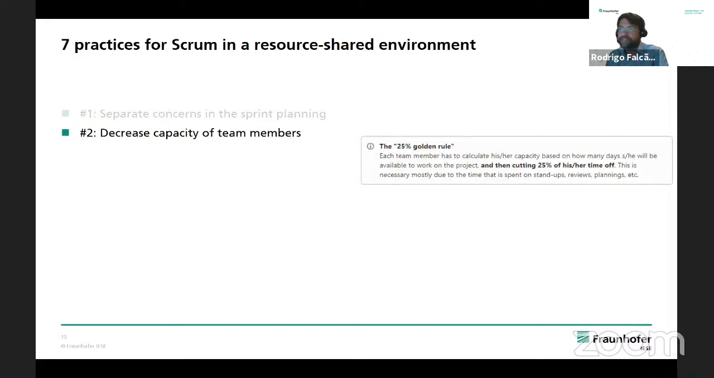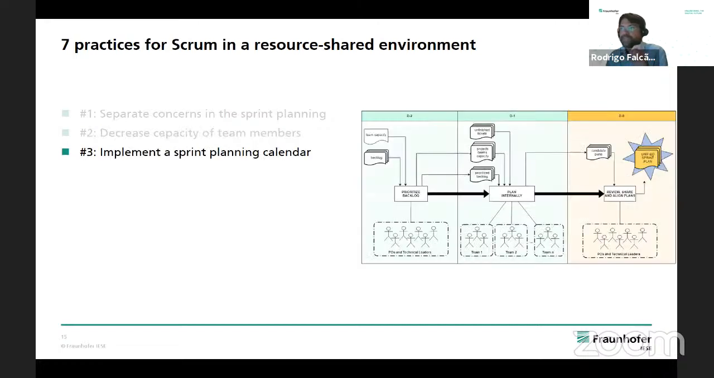Second, we decreased the capacity of team members. We asked all team members to consider that they had less capacity during the planning activities, because just because of the Scrum framework, there are some activities performed in every sprint that take time, like the dailies, the sprint planning, the retros, and the review. And apart from that, we still have people switching contexts, working on one project and then on another. Because of that, we asked all people to consider less capacity during the planning phase.